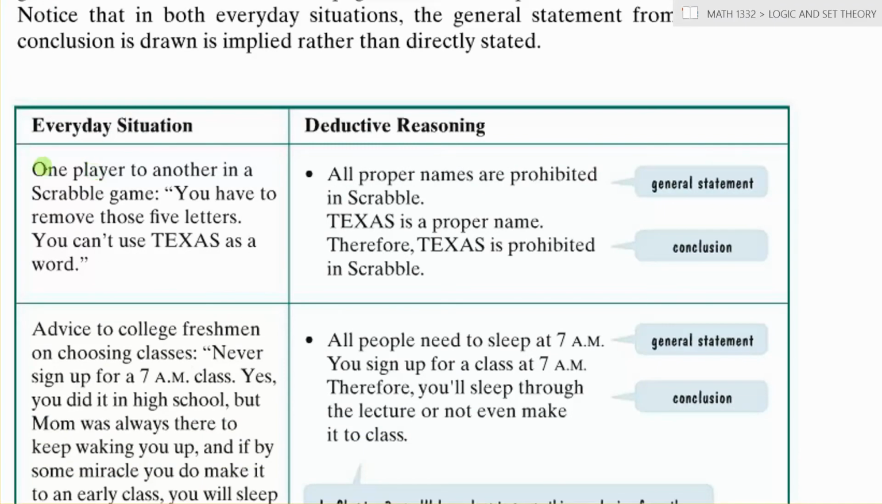The first one, two people are playing Scrabble, one player to another in a Scrabble game. You have to remove those 5 letters. You can't use TEXAS as a word. Okay, how is that deductive reasoning? First, there's a general statement, all proper names are prohibited in Scrabble. Next general statement, Texas is a proper name. Conclusion, therefore, Texas is prohibited. So we went from general statements to a specific one about the word Texas.